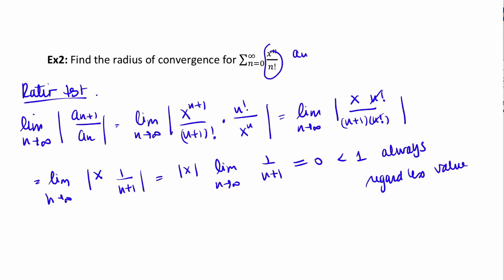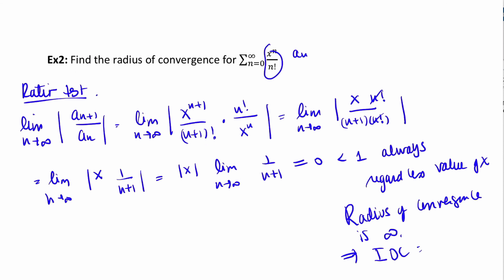Now, the fact that we always get something less than 1 regardless of the value of x tells me that my radius of convergence is infinity. This converges for any value of x. That's super important, okay? That means that my radius of convergence is infinity. In case you still don't remember what that means, it tells you that my interval of convergence is all real numbers.